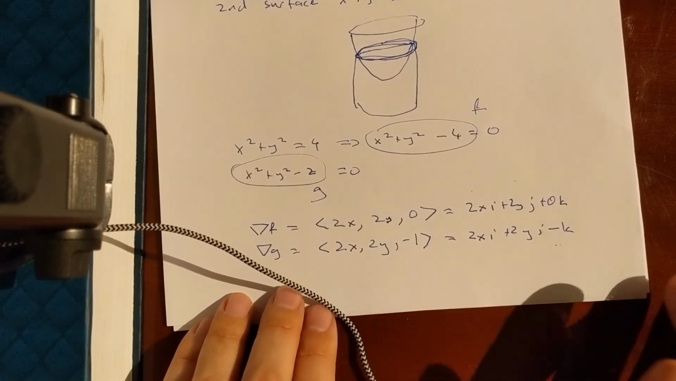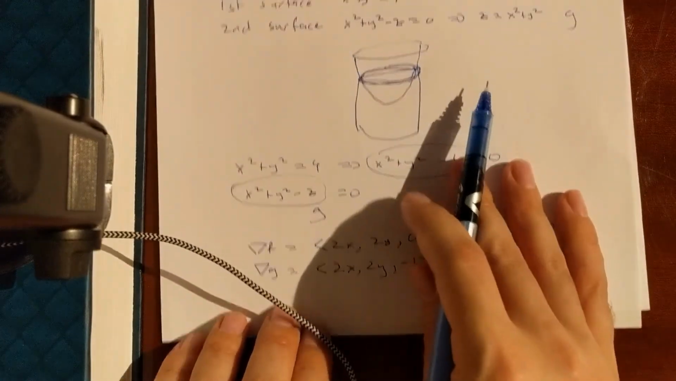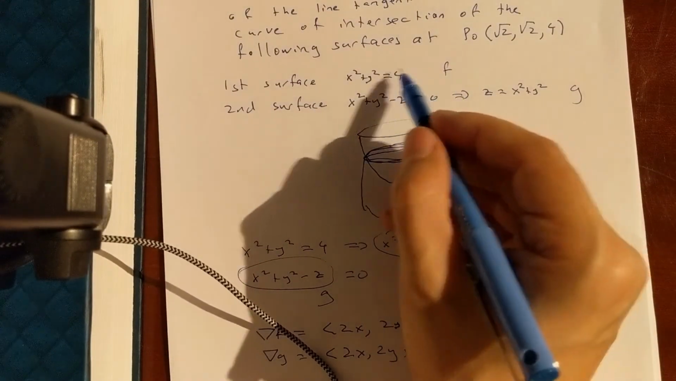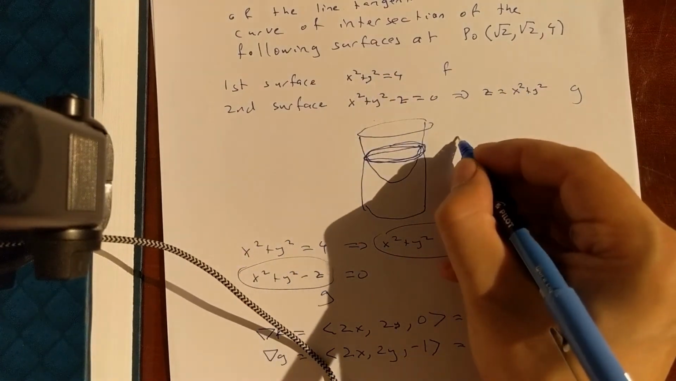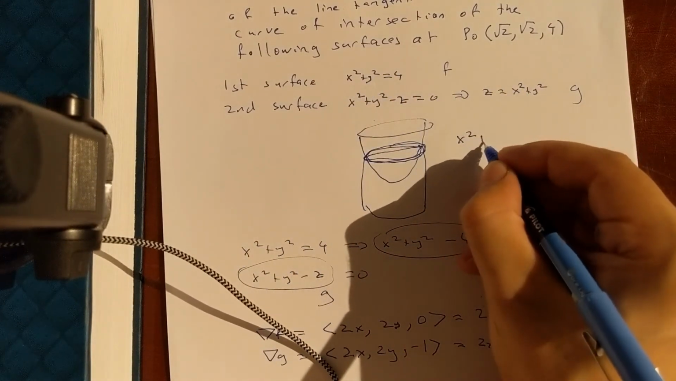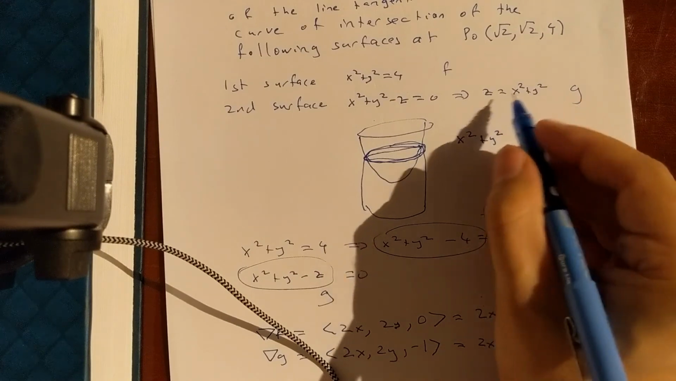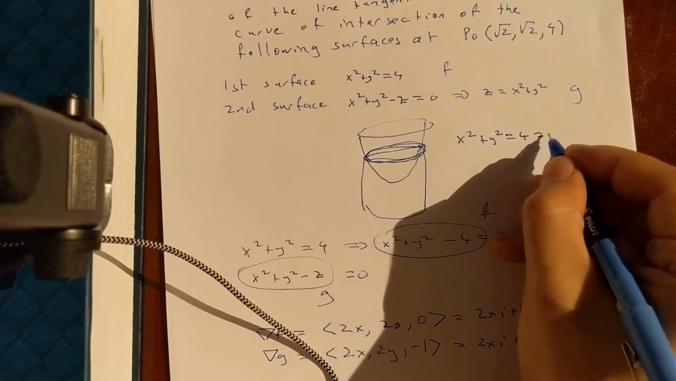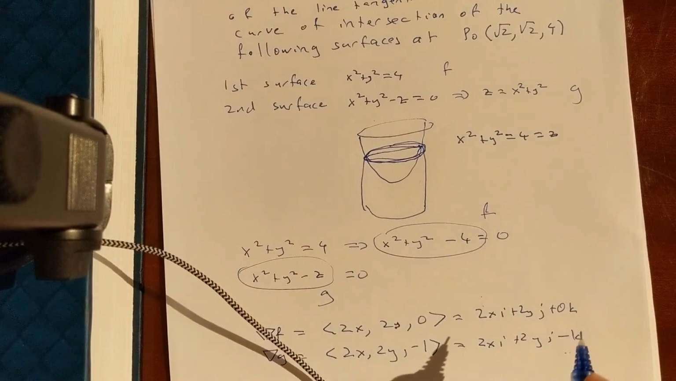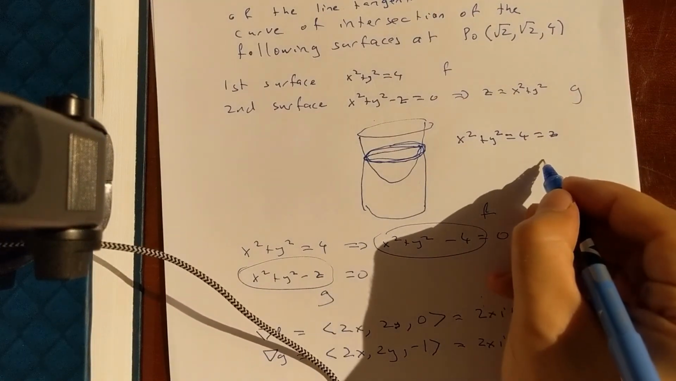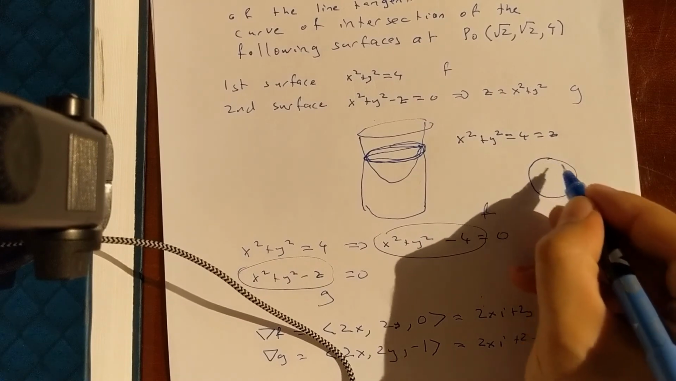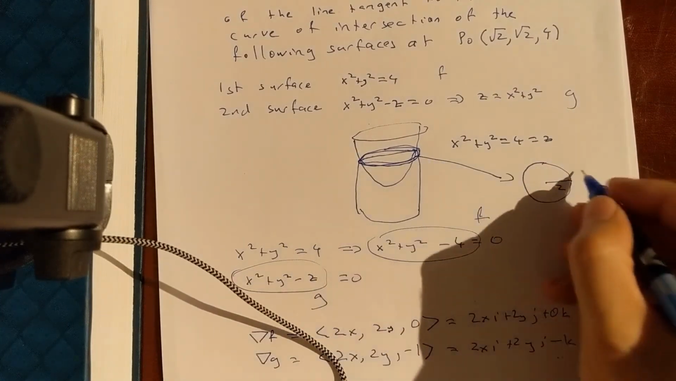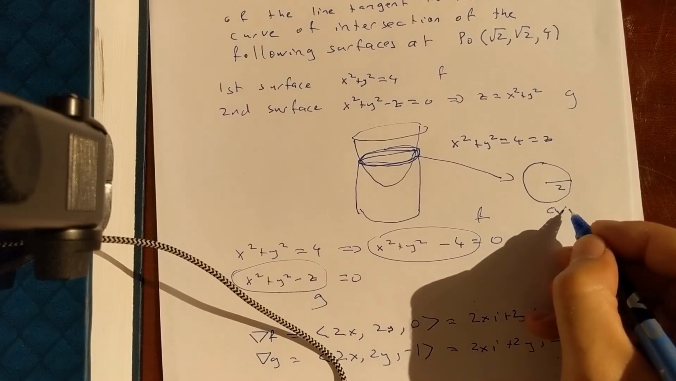Now, for the curve of intersection, we need x squared plus y squared to equal 4, and at the same time it's supposed to equal z. So what is this? It's just a circle. The curve is just a circle with radius 2. So, the curve of intersection. This guy, I drew it sideways. Curve of intersection.